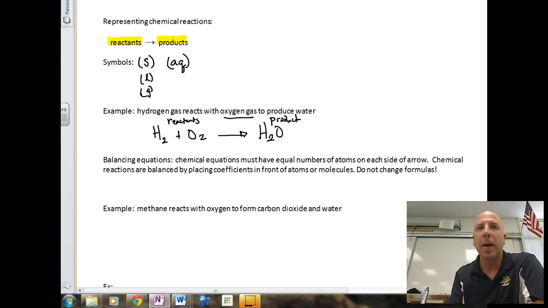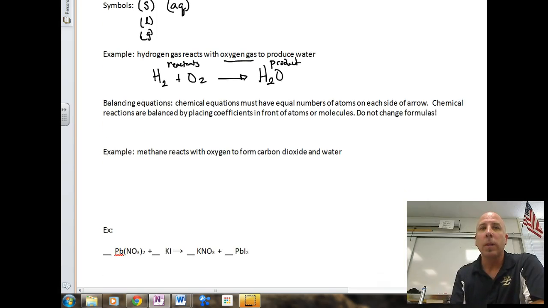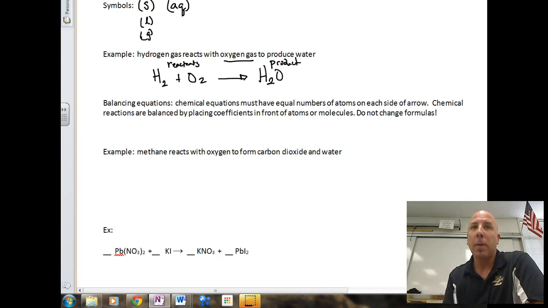And this is an unbalanced chemical equation, and so let's talk about how do we go about balancing this chemical equation. We need to balance chemical equations to show conservation of mass that occurs. So here's what's going to happen. If you remember from General Chem, chemical equations need to have equal numbers of atoms on either side of the arrow, and they're balanced by putting coefficients in front of atoms or molecules, and we do not change the formulas.